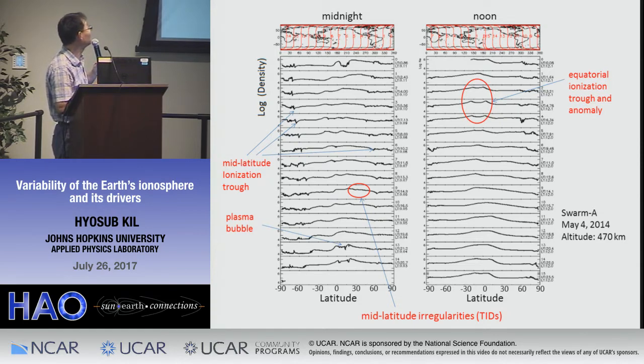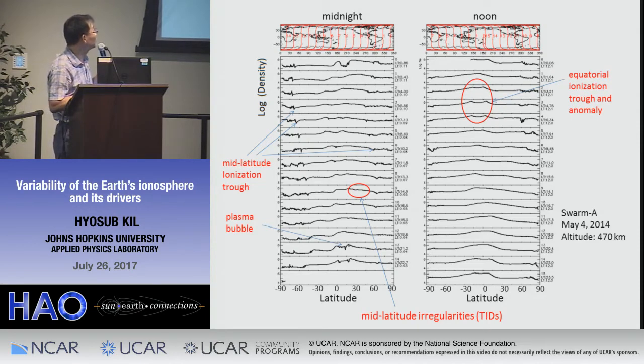This is the midnight observation. This is a noontime observation. In this plot, you can see the occurrence of many phenomena in the ionosphere. First, you can see this density decrease here between the middle and high latitude. That's the middle latitude ionization trough. And in the equatorial region, there's plasma density depletion compared to the background. There are plasma bubbles. And in middle latitude, the fluctuation is very small, but there still exist irregularities. They are middle latitude irregularities produced by traveling ionospheric disturbances.